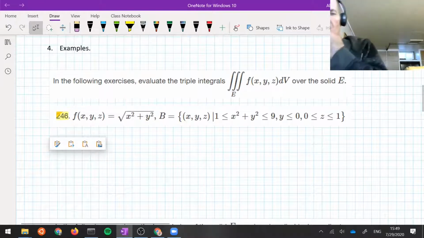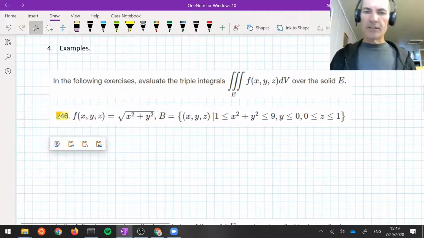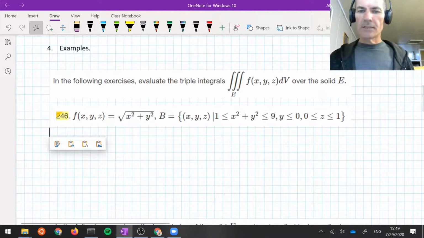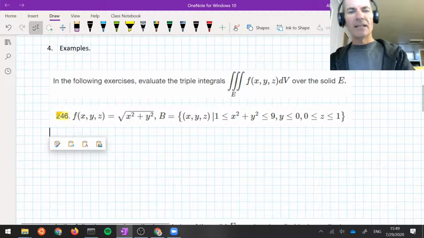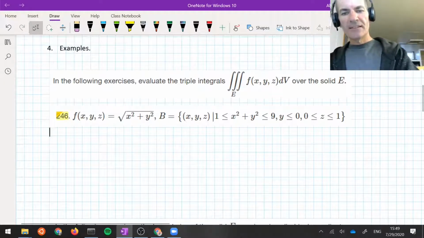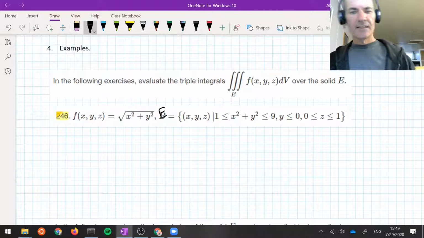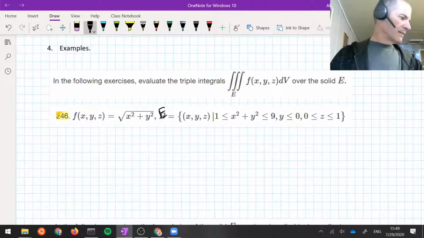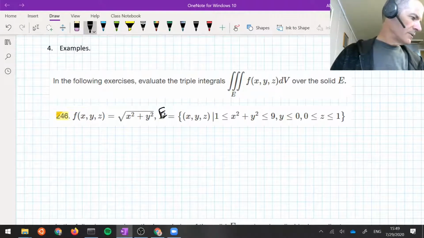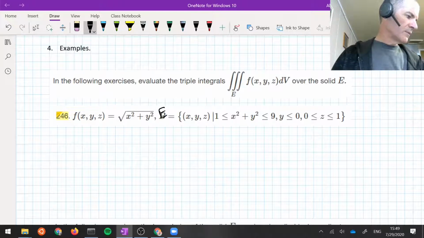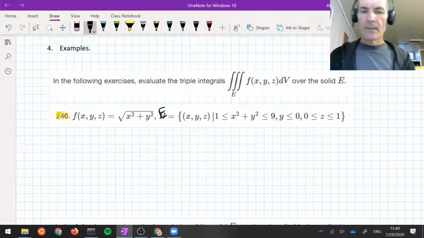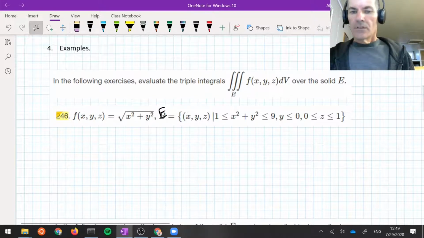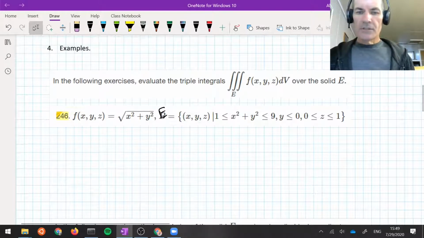All right, so in the following exercise, we're asked to evaluate the triple integral over the solid E. Looks like a little bit of a typo there because the solid here is actually B. I should make a note of that, and I will do that. I'm just writing that in my notes here so I can report it up to the textbook authors.